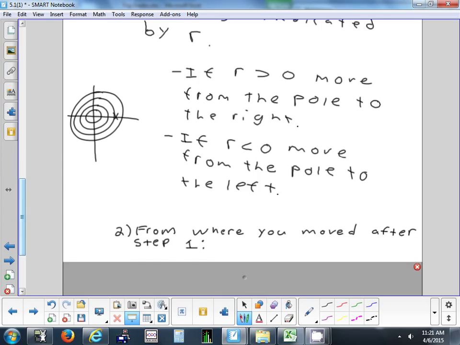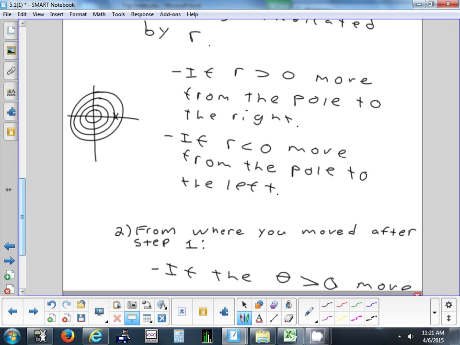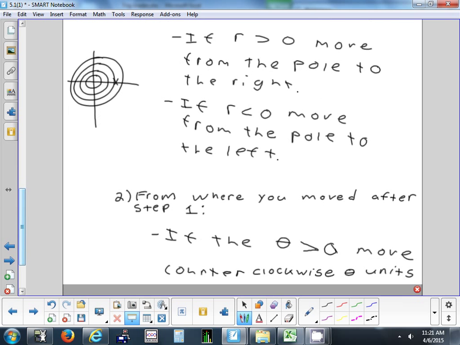Okay, so from where you just moved in step 1, if theta is positive, you go counterclockwise. How much? Well, whatever theta is. If it's 25 degrees, you go 25. If it's 90, you go 90. Okay, most of the points I have you draw are going to be nice angles, like 90, 45, things like that.